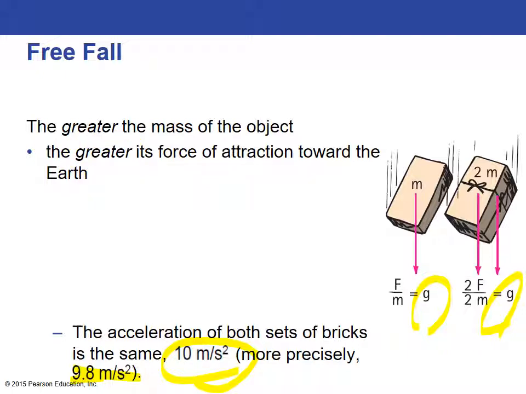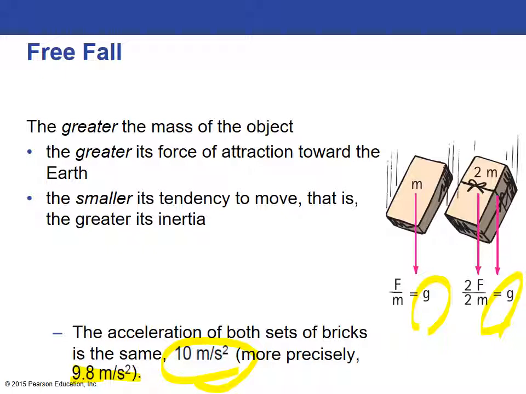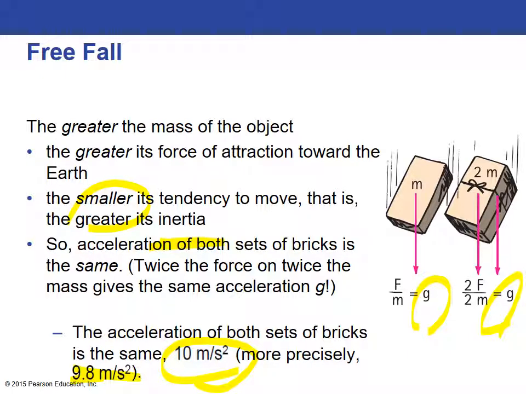But counteract that with the fact that the more massive the object, the more resistant it is going to be to that movement. The more massive object is more sluggish. It takes a greater force to push it, and those balance exactly. So the acceleration is the same regardless of the mass.